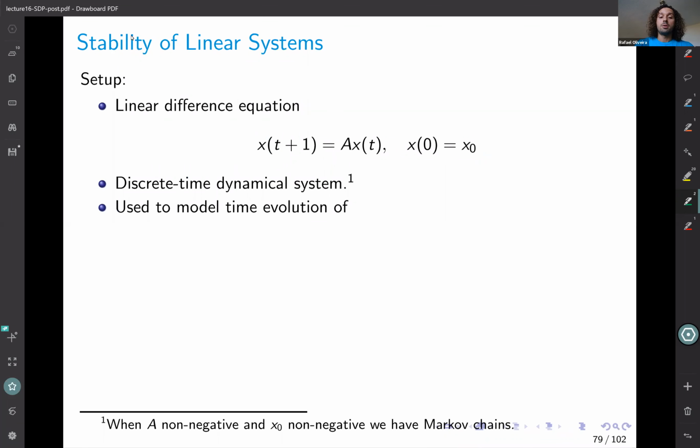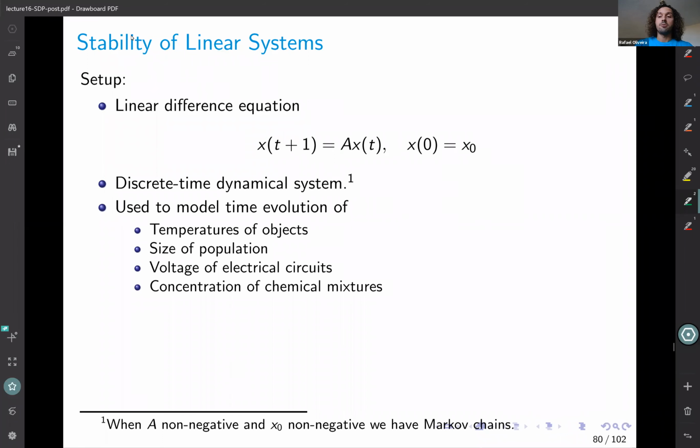And this is used to model time evolution, for instance, of temperatures of objects, size of populations, voltage of electrical circuits, and concentration of chemical mixtures. Okay, and it's used everywhere. And it's a generalization of Markov chains that you already saw. They're very useful, so a lot of people care about this.